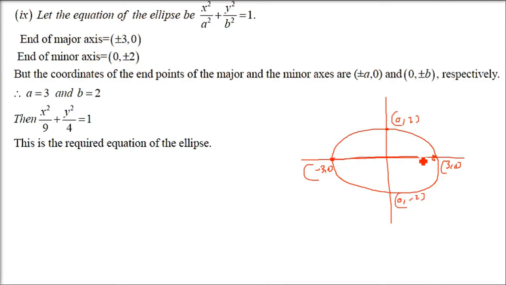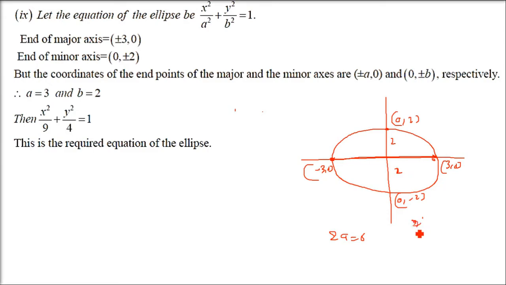That means from here to here it's 6, 3, 3. The length 2a is 6. So a is 3. From here to here 2, 2. That is 2 plus 2. I'm talking about this b, the semi-minor axis. So b is 2 and 2b will be equal to 4. So b is going to be equal to 2 only. So a is 3 and b is 2.